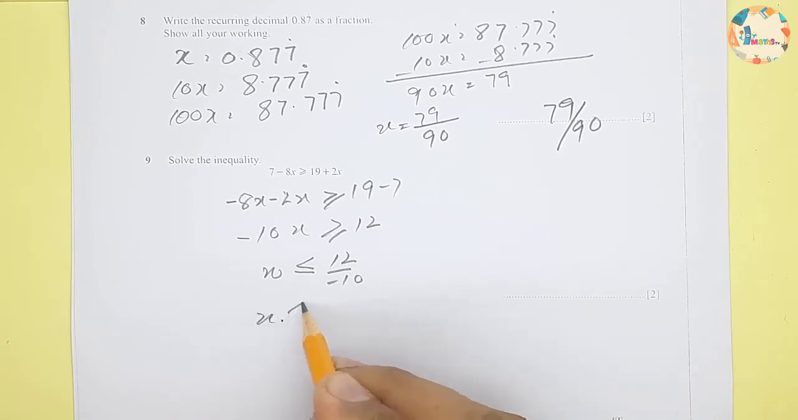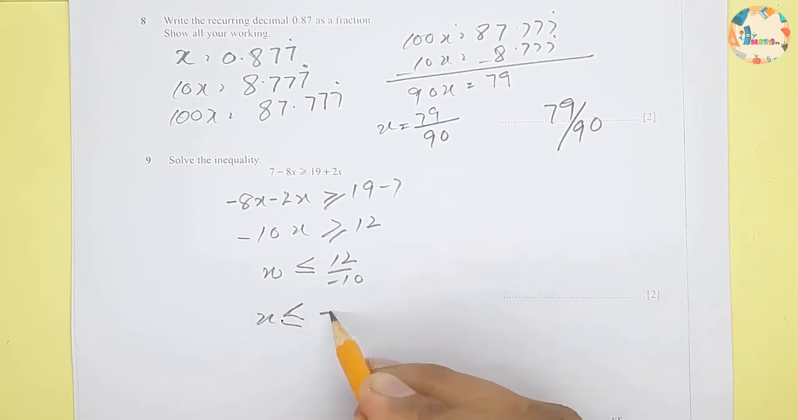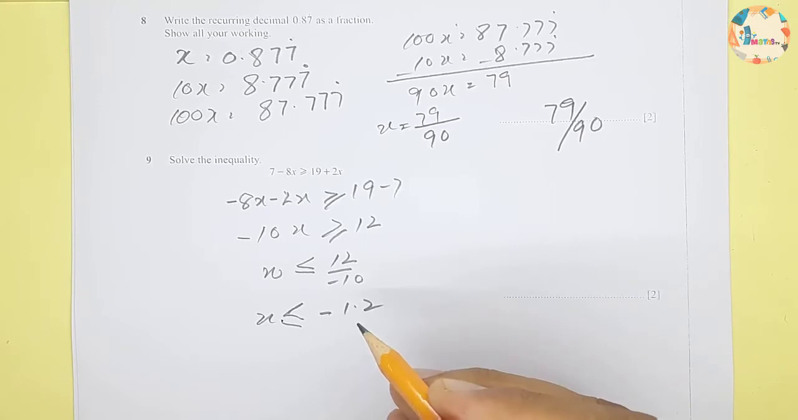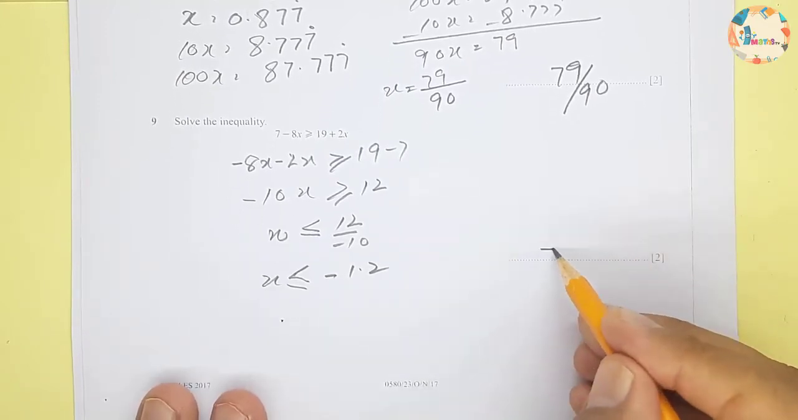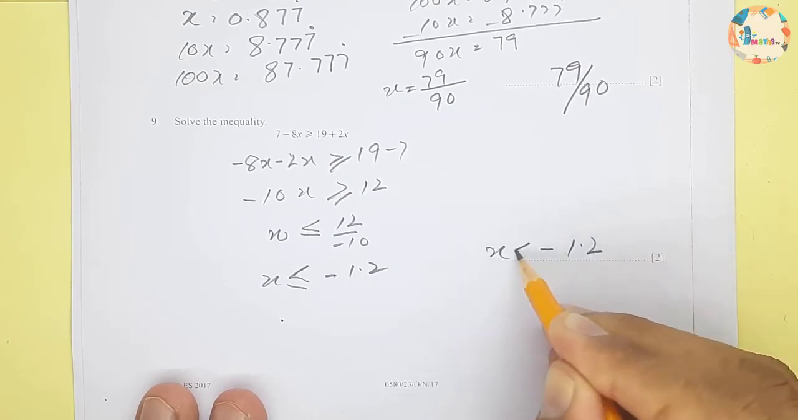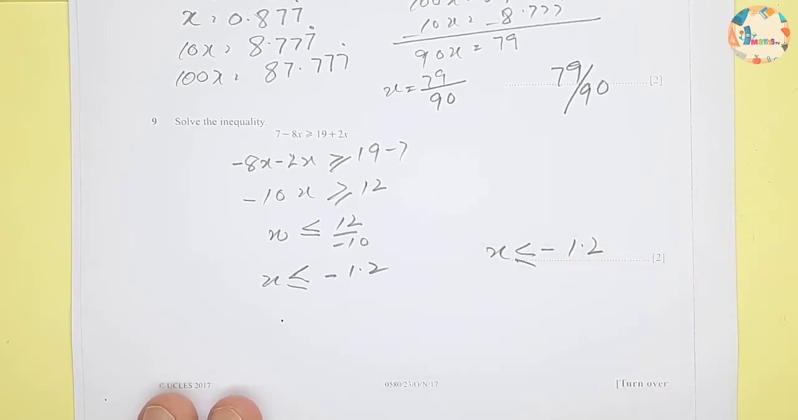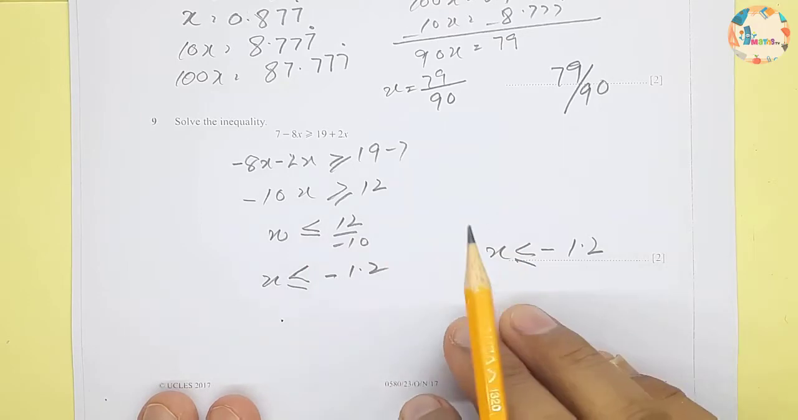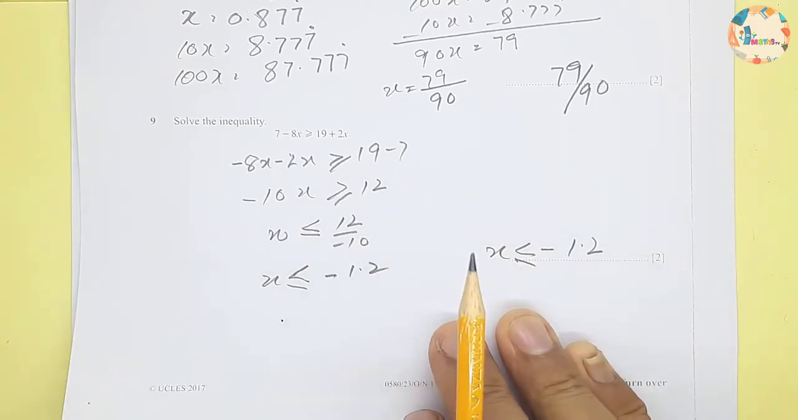So x will be less than or equal to minus 1.2. We can write this as the final answer, minus 1.2. x is less than or equal to minus 1.2. Whenever we are dividing by a negative number, the inequality sign direction will change.